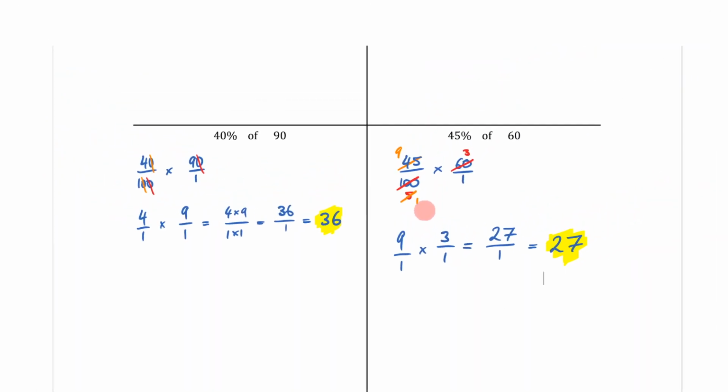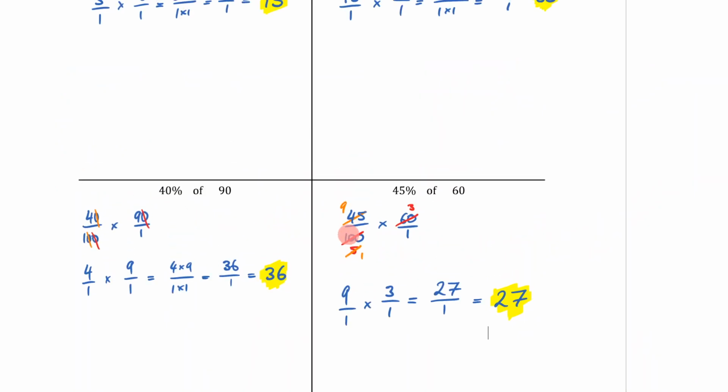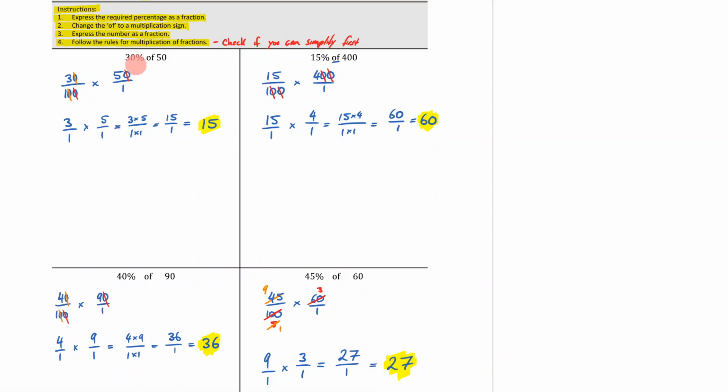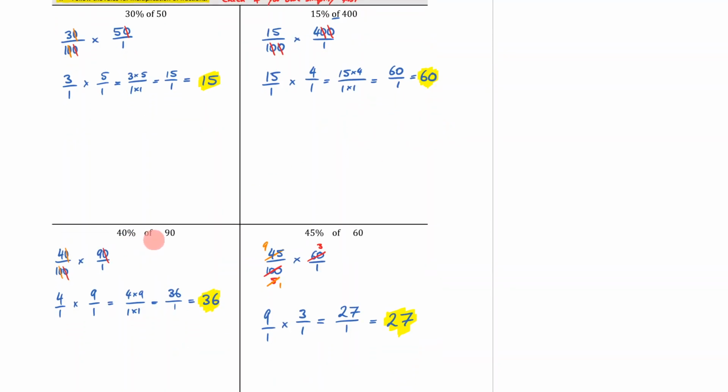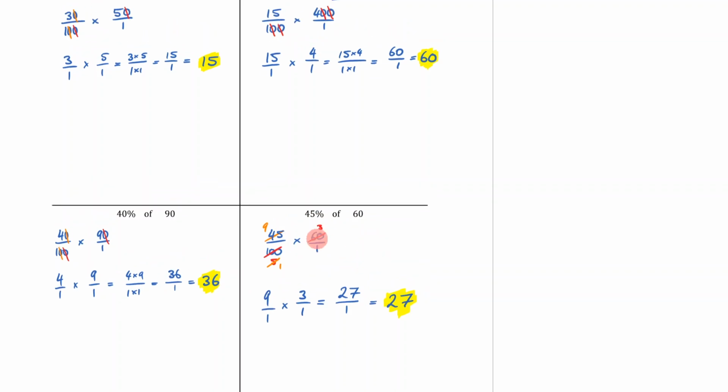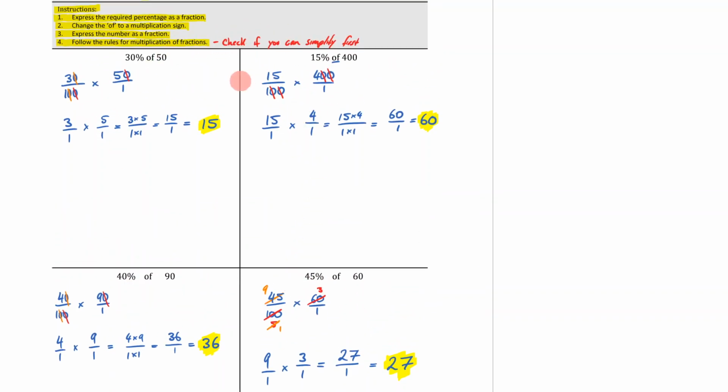And just like that, we have gone through all these examples. So what we've seen here, and there's still some more examples to come, but what we've seen here is that we can figure out a percentage of a number. So 30% of 50 is 15, 15% of 400 is 60, 40% of 90 is 36, and 45% of 60 is 27. Now, you're probably thinking, where would this come up in real life?